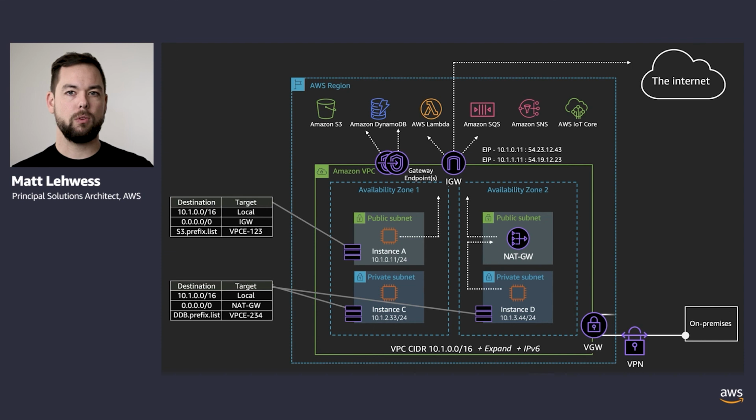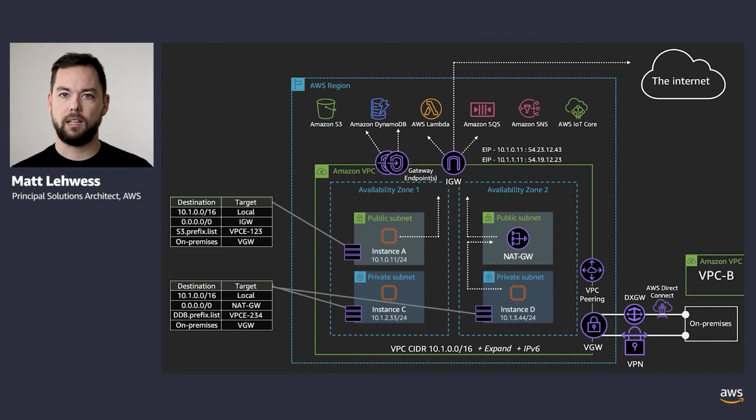We've got a VGW with maybe a VPN connection and a DX gateway. We'll talk more about hybrid connectivity in one of our other sessions as part of the EC2 birthday sessions. And so we have Direct Connect via VGW. And notice we're building our routes on the left-hand side here.